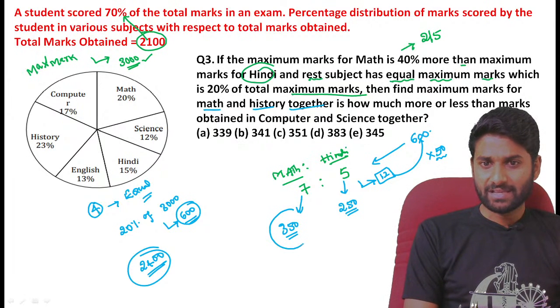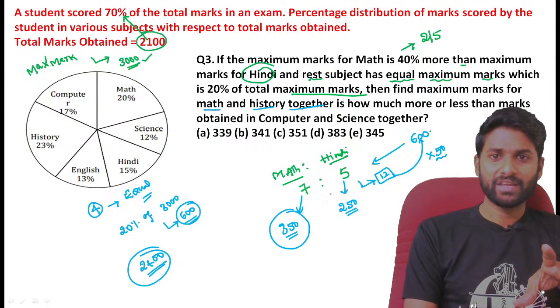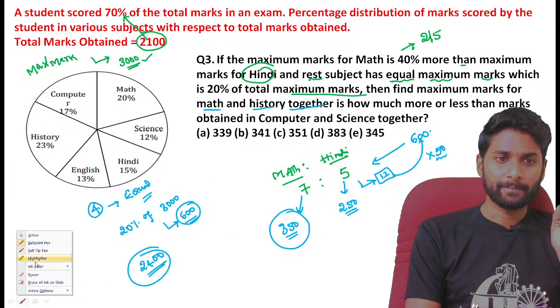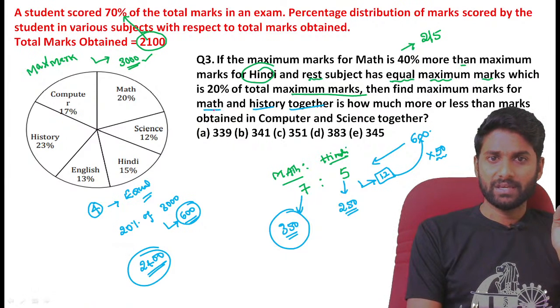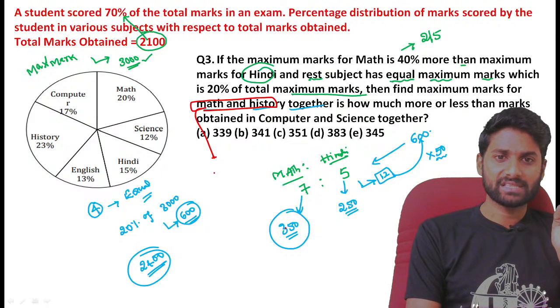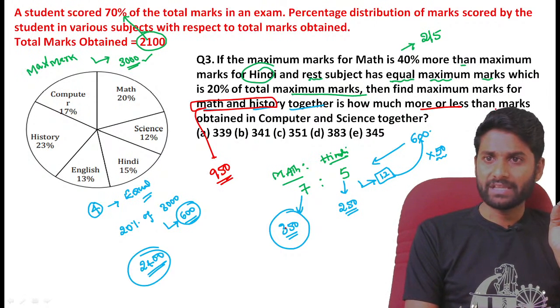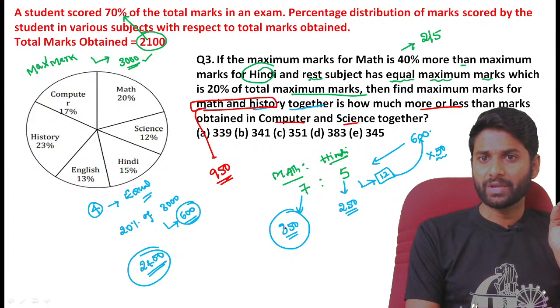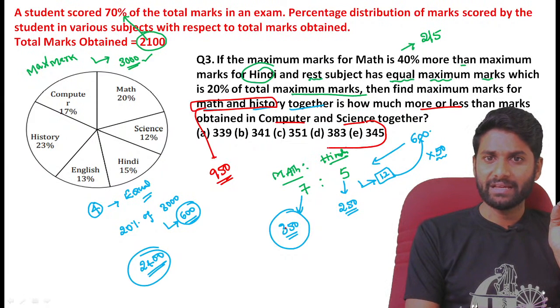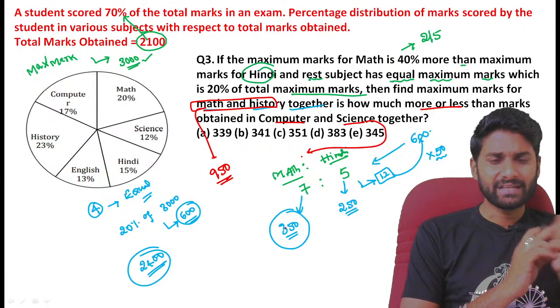See, here maths is equal to 350 and the remaining four subjects are equal score. So 600 plus 350, the value become 950. Now see, here maths and history together. Maths and history together. See, here maths we already calculated 350, history is 600, the value become 950. Together is how much more or less the marks obtained by computer and science, guys. Computer and science. Now, we just concentrate on computer and science value.